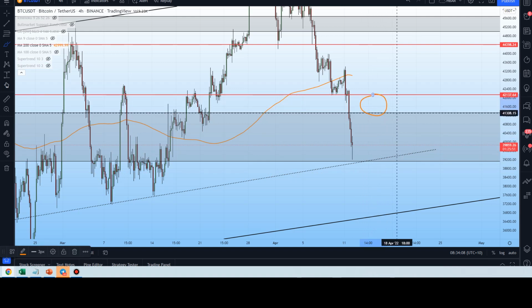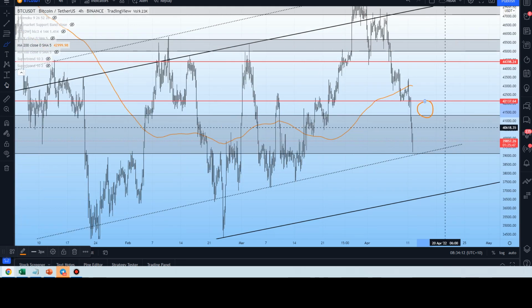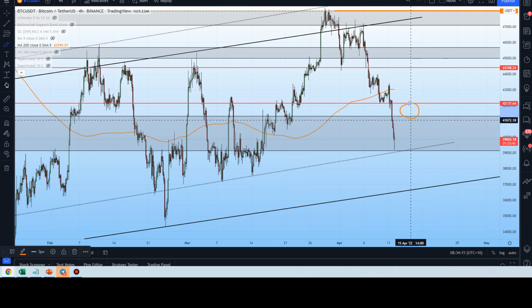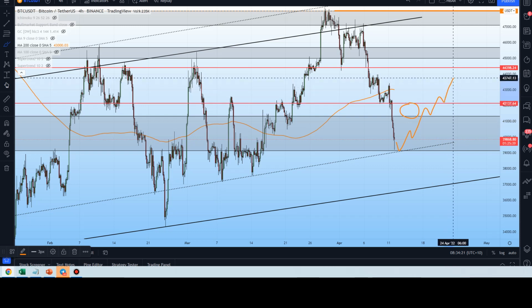So the range between 41,300 and 42,100 is what we need to break above. This is going to be our new resistance range. If the price is able to bounce around here and get above this level, there's a pretty high chance that it could push up to 44,400, and then everything from yesterday's video will begin to apply.